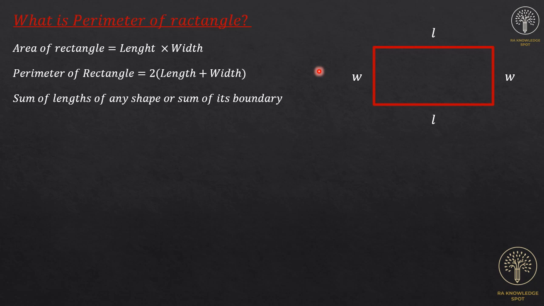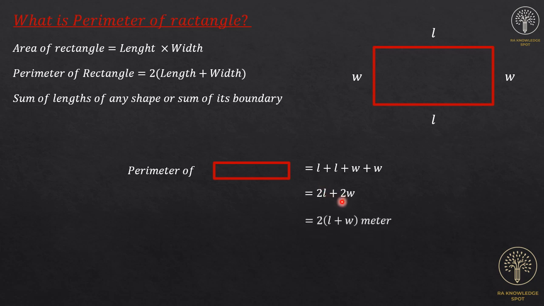If you want to keep it in mind more simply: P for perimeter, P for plus. You have to add all the sides of the particular shape. Now what is the perimeter of the rectangle? This is the formula. You have two lengths and two widths, so you add them: 2L plus 2W. Now we can take 2 common, and L plus W stays as it is.